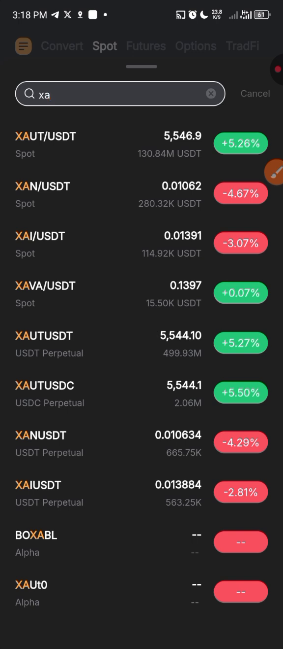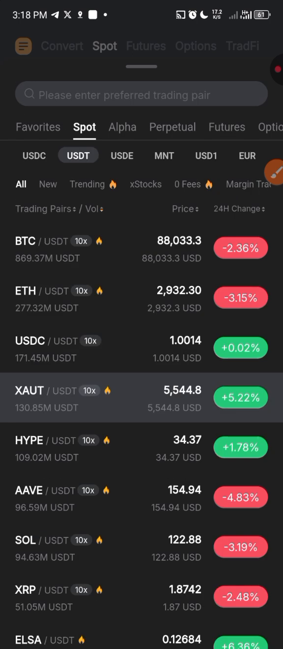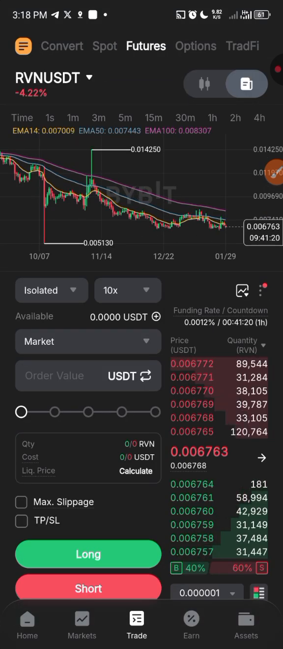Let me see if we have silver. Okay, there is no silver right here. It's just gold that is available right now in the spot trading. So sorry guys, you can only trade gold in the spot trading. So this is how you trade gold using Bybit. Another way you can also trade gold is to go to the futures.